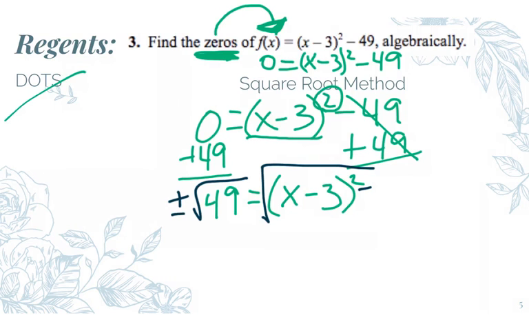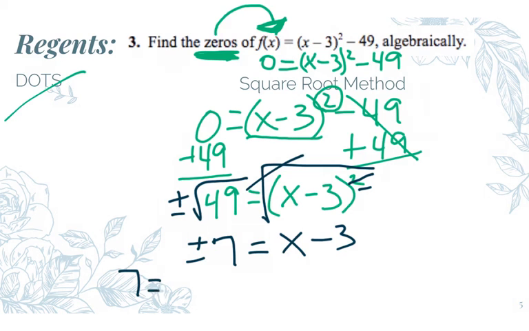And don't forget the plus and minus there. So the square root of 49 is 7. So I've got plus and minus 7. And then the square cancels out with the square root on this side, leaving me with x minus 3. So I can write this out in two different equations. One of the equations would be 7 equals x minus 3. And the other equation would be negative 7 equals x minus 3.